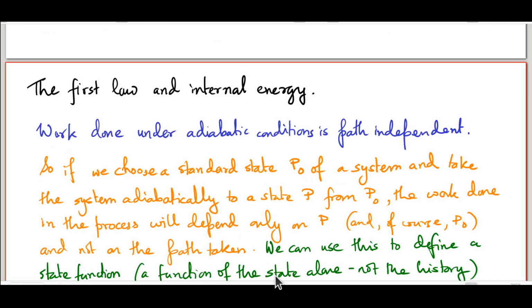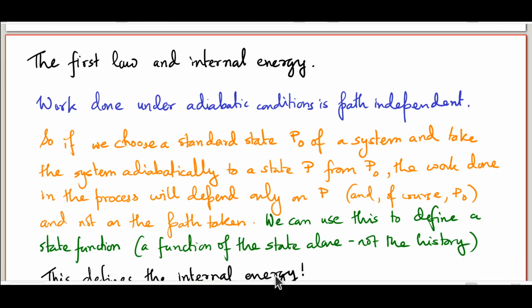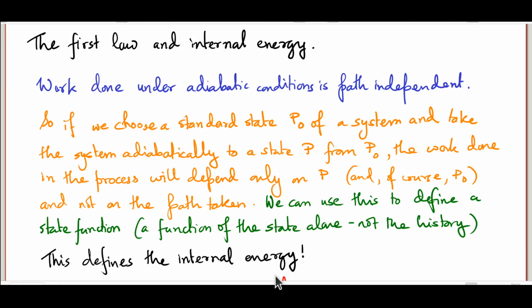Using the fact that work done under adiabatic conditions is path independent, we can do the following. We choose a standard state P0 of a system. The state could be anything that we like at the moment, and take the system adiabatically to a state P from P0. Now, the work done in the process will depend only on P and not on the path taken. Of course, it will also depend on P0, but while we will allow the state P to change and in fact range over all the possible states of the system, P0 will be taken to be a fixed state, so we are not going to talk too much about the dependence on P0 at this stage.